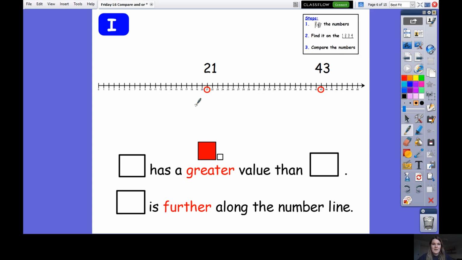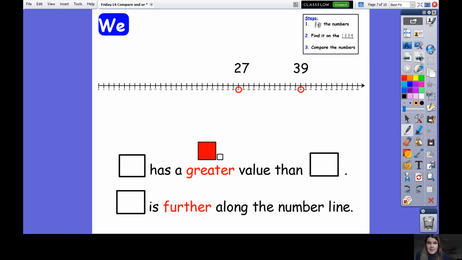Well done, everyone. So we know that 43 has a greater value than 21. Well done. Because 43 is further along the number line. Well done, everyone. Okay, this is going to be your go.